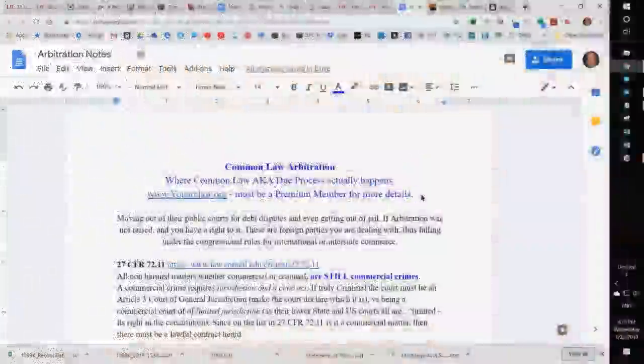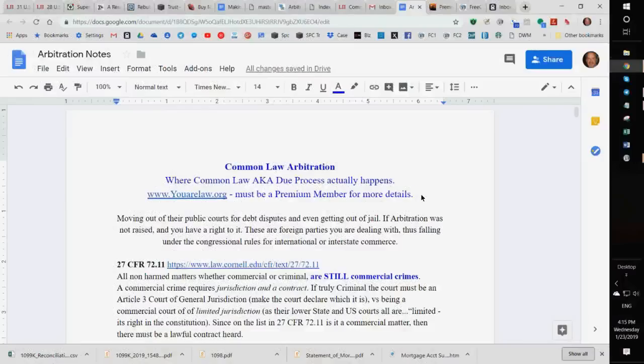But this subject is common law arbitration, where common law, aka due process, actually happens. And this is presented by urlaw.org, and you must be a premium member to get more of these details.